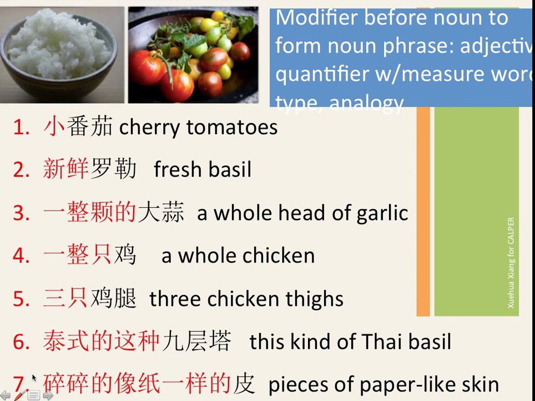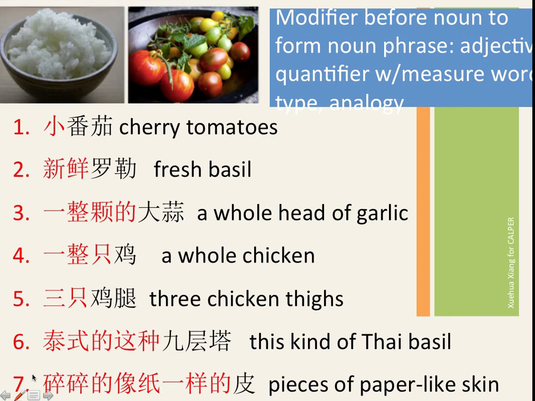Number 4, the whole chicken. 一整只鸡. Because chicken usually come in big pieces, like a whole chicken. So here, without 的, it's also fine. 一整只鸡 or 一整只的鸡. Number 5, 3 chicken legs, 三只鸡腿. Measure word 只 both for the whole chicken and for the chicken leg, chicken size. 三只鸡腿.